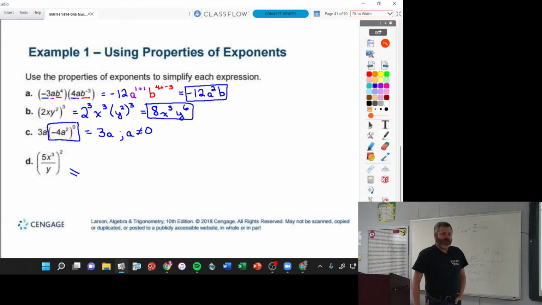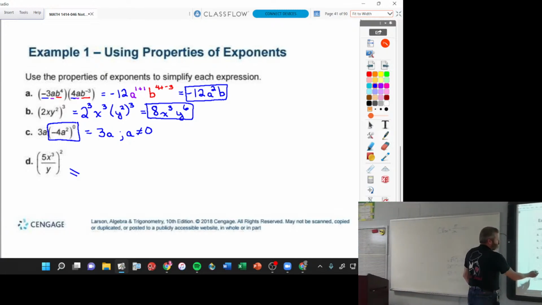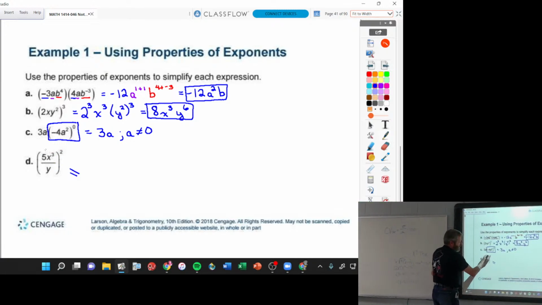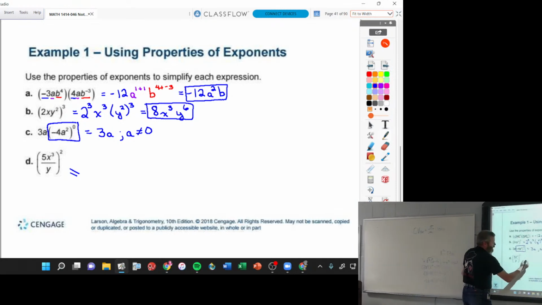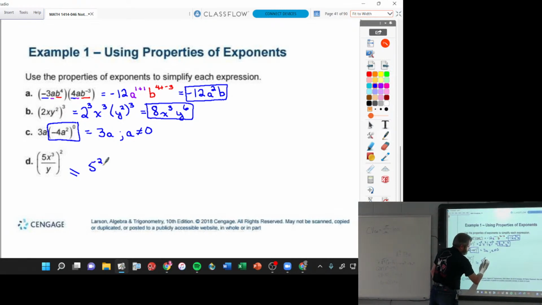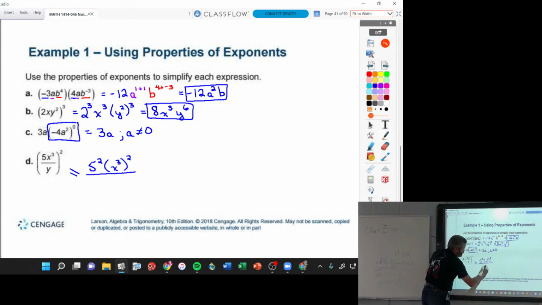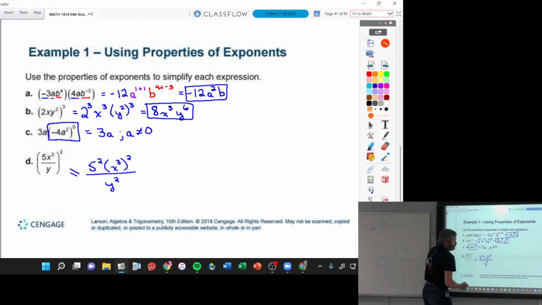Let me bring it down a little bit and write that term inside parentheses. I have a product on the top: 5 times x cubed, and I have a y in the denominator. So I have that whole fraction being raised to the second power. Everything inside the parentheses is going to be squared, so I have 5 squared, x cubed squared, divided by y squared.